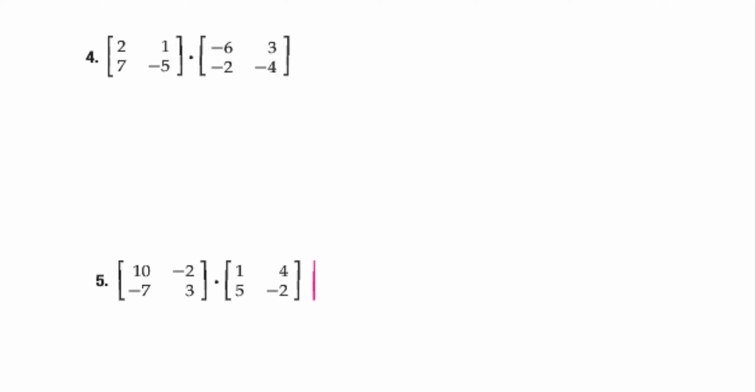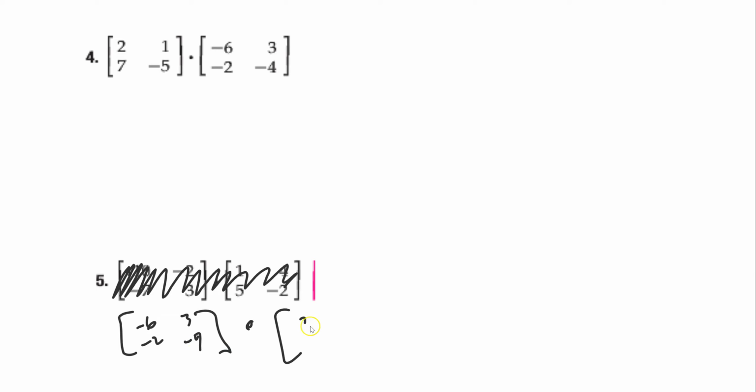I'm actually going to change this problem. Not that one, I'm fine with that one. I'm going to change this one. So I'm going to change it to this one, but in reverse. So I want this to be, I'll write it right here: negative 6, negative 2, 3, negative 4. And then 2, 7, 1, negative 5. So I'll show you what happens when I just switch it up.